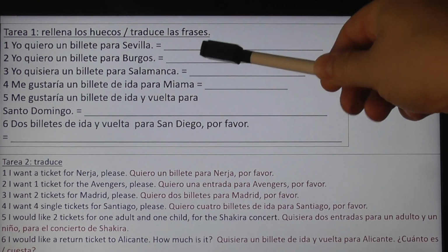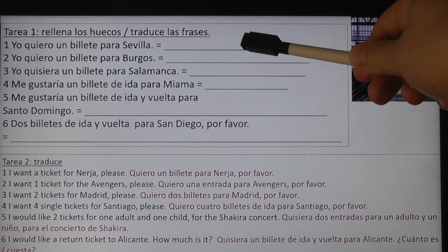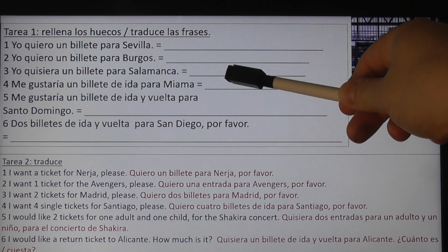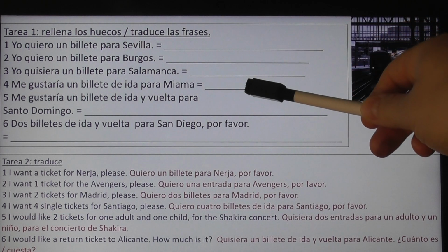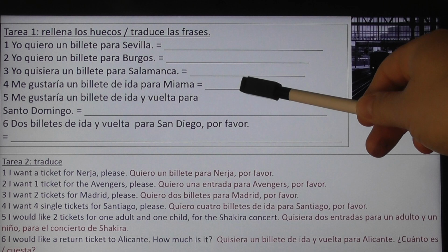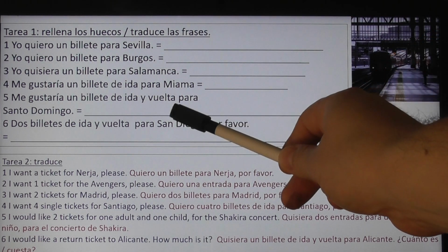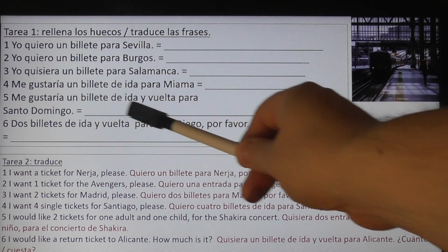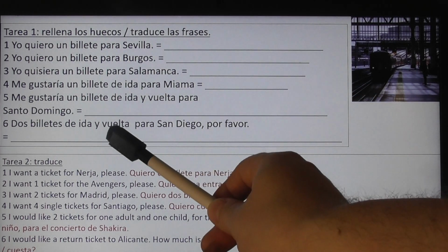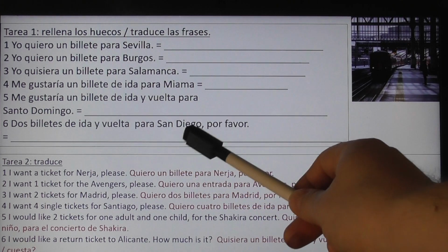Venga, número 1. I want a ticket for Seville or Sevilla. 2. I want a ticket for Burgos. 3. I would like a ticket for Salamanca. 4. I would like a single ticket for Miami. 5. I would like a return ticket for Santo Domingo. 6. 2 return tickets for San Diego, please.